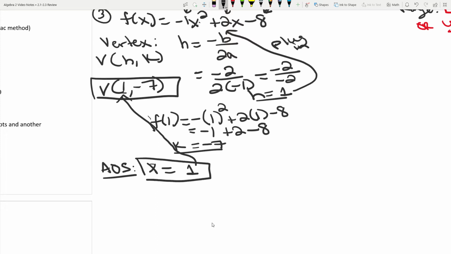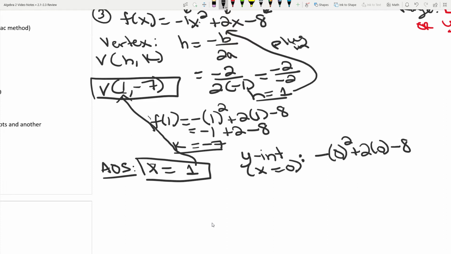X equals 1. Now to do the y-intercept, you're going to set x equal to 0 in the original function. So in this case we get negative 0 squared plus 2 times 0 minus 8. Negative 0 squared is just 0, and 2 times 0 is just 0. So really we're just left with negative 8. So my y-intercept is negative 8.